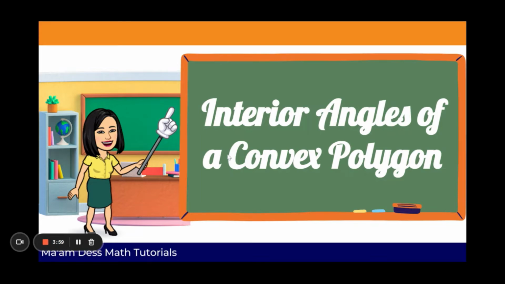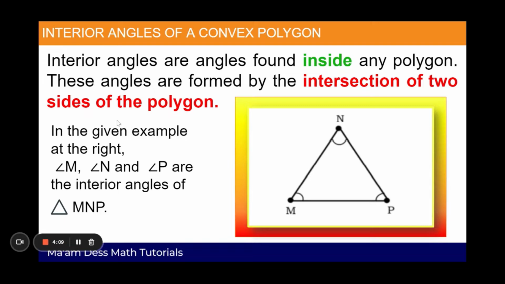From our previous lesson, we study already what do you mean by interior angles of a convex polygon. Okay, so interior angles are angles found inside any polygon. These angles are formed by the interior intersection of 2 sides of the polygon. In the given example at the right, look at the triangle. Angle M, angle N, and angle P are the interior angles of triangle MNP.